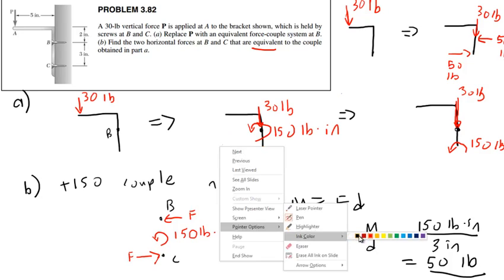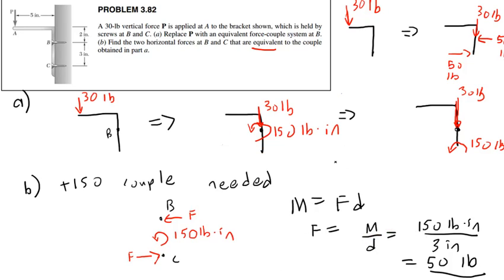So with our couple, we're generating the 30-pound force, right? No. The 30-pound force is the 30-pound force. If I'm simply saying in part A, if I wish to move the force to part B, what does the equivalent force couple system look like? And that would look like a 30-pound force with a couple applied.